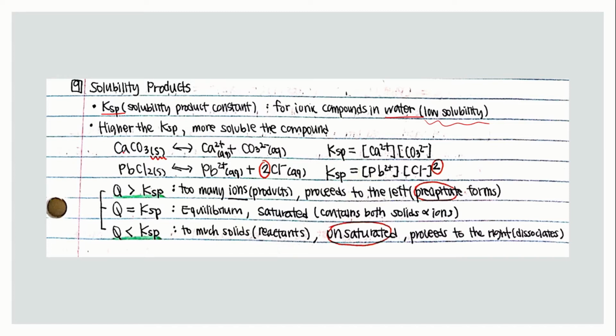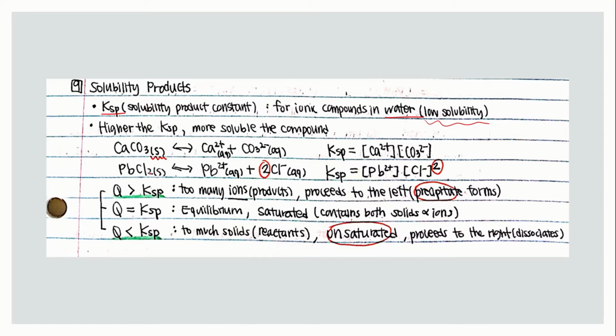For example, calcium carbonate, which is in solid state, dissolves in water, producing calcium ions and carbonate ions. The Ksp expression will be the concentration of calcium ion times the concentration of carbonate ions. And you see that calcium carbonate is left out of the expression because it is solid.